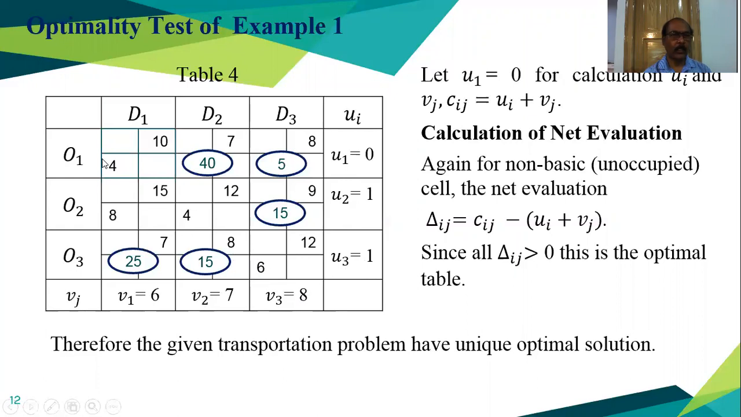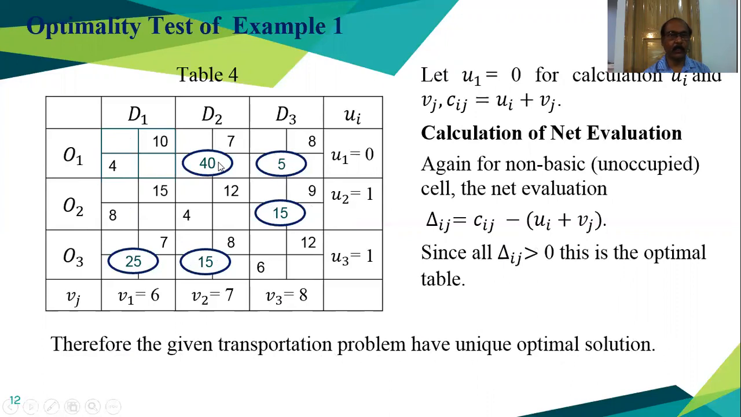Now see, all delta ij: this is positive, this is positive, this is positive, this is also positive, and this would be 3. So all delta ij is greater than 0. No one is equal to 0 or negative. So this is our optimum table. This solution is our optimum solution. Therefore, the given transportation problem has a unique optimal solution, since it is strictly greater than 0.